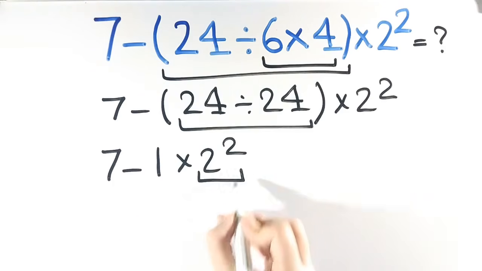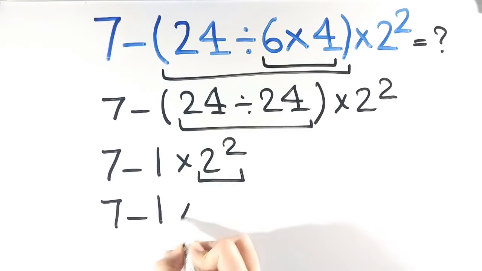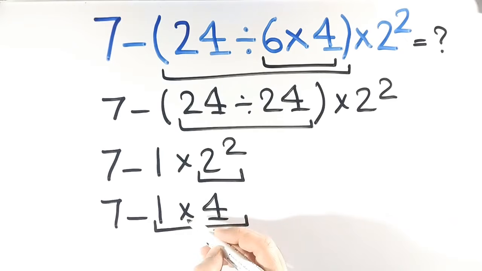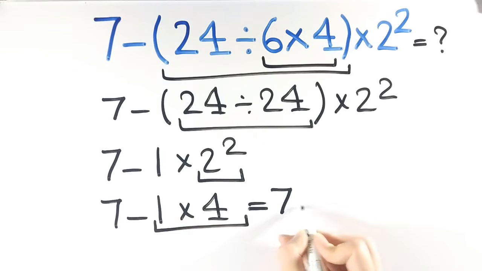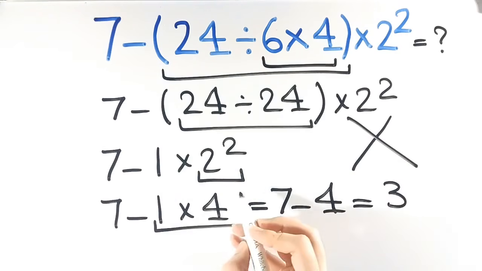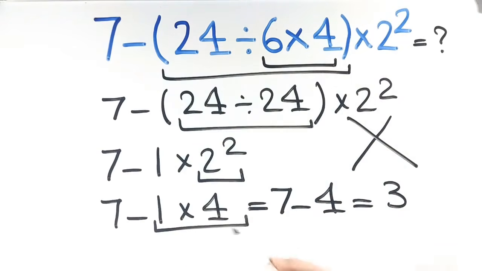Then they go for the exponent and write this expression as 7 minus 1 multiplied by 4. And the final step, they go for the multiplication between 1 and 4 because they believe multiplication has priority over subtraction. So, instead of this expression, they write 7 minus 4, which finally gives them the answer 3. But that's definitely wrong. Alright, now let me show you how to solve this expression properly.